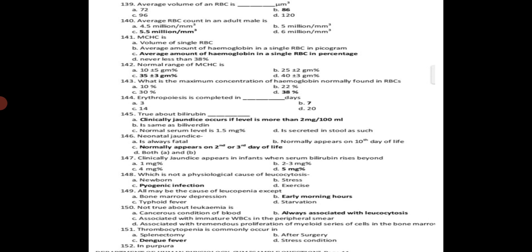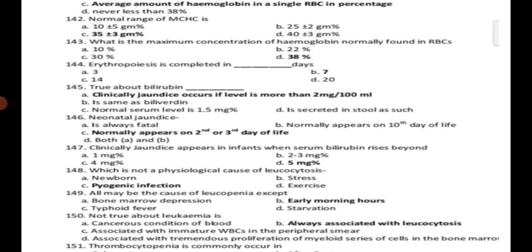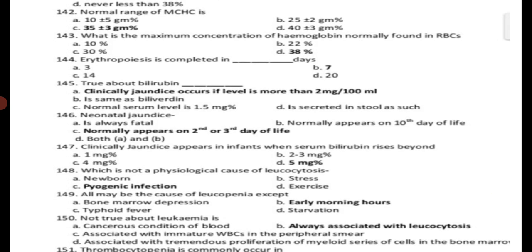Then the next question, question number 146. Neonatal jaundice normally appears on the second and third day of life. Option C is the answer of it. Question number 147. Clinically, jaundice appears in infants when serum bilirubin rises beyond 5 mg%. Option D is the answer of it.